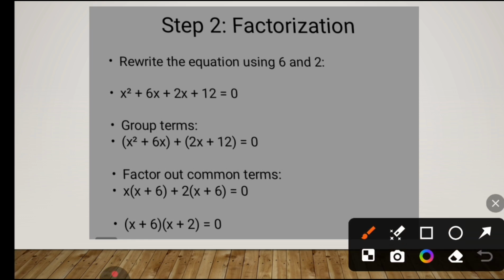Step 2. Factorization. Rewrite the equation using 6 and 2: x²+6x+2x+12 = 0. Group the terms: x²+6x is the first term and 2x+12 is the second term. Factor out common terms. In the first term, x is a common factor: x into (x+6). In the second term, 2 is a common factor: 2 into (x+6) = 0. We get (x+6)(x+2) = 0.